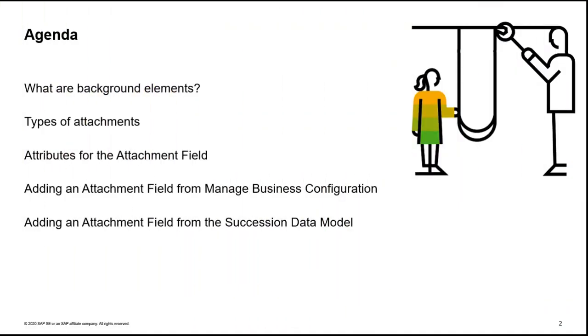We will first define what background elements are. Then we'll see the types of attachments that we can use in background elements. We'll speak about the attributes for the attachment field. And then we will go into the tool and we'll add an attachment field from Manage Business Configuration. We will also add an attachment field from the succession data model.